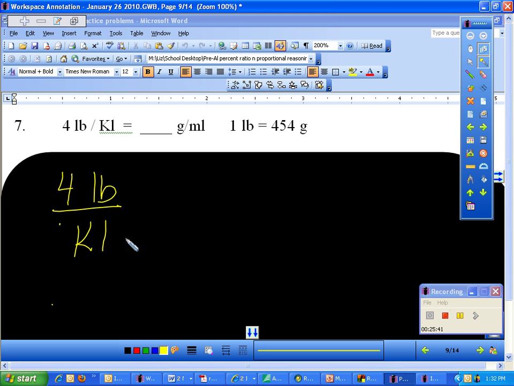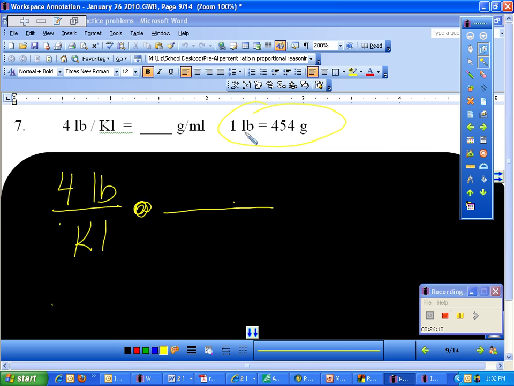Technically, you can use a unit multiplier to get rid of anything. Honestly, I could use the unit multiplier to get rid of the kiloliters first. I'm just choosing the pounds. And they give that one to us. There's 1 pound for every 454 grams. So I'm going to set up my unit multiplier.